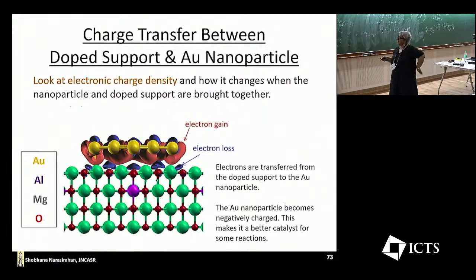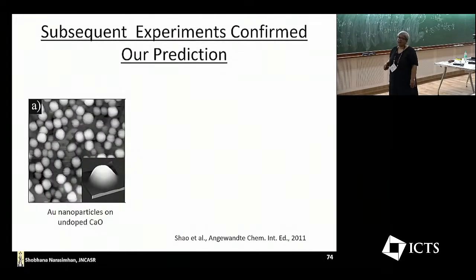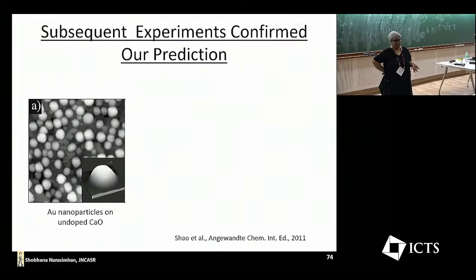So this is about why it happens. The aluminum atom donates electrons, which are then transferred to the gold, and then the gold lies flat. I can talk more about it later if you want. And then, of course, the ultimate, I mean, we're physicists. So the ultimate test is always, can you do it in an experiment?